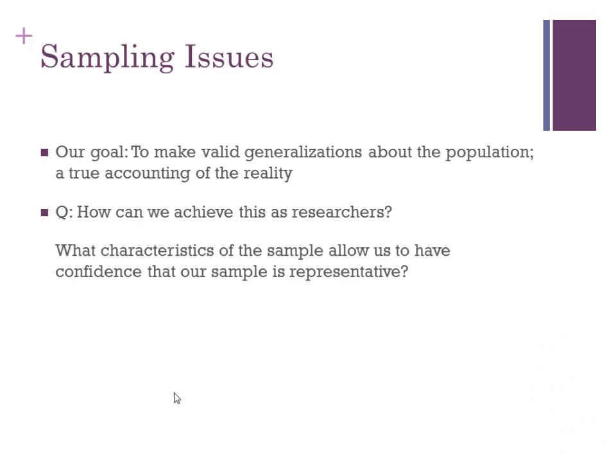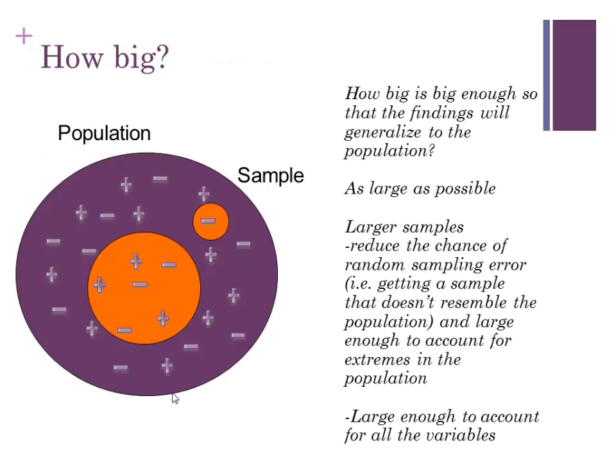So some sampling issues. If our goal is to make valid generalizations about the population, or to have a true accounting of the reality within the population, what is the situation within the population? How can we achieve this as researchers? And what characteristics of the sample allow us to have confidence that our sample is representative? How big of a sample do we need to ensure that the findings will generalize to that larger population?